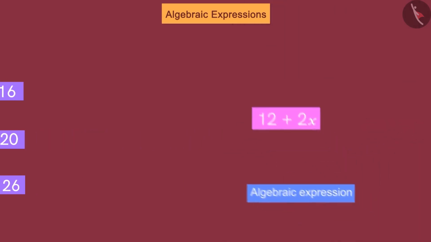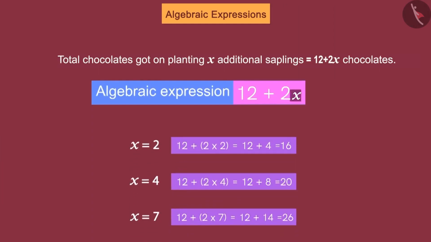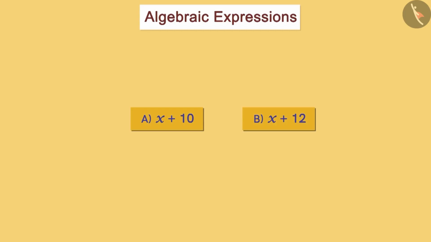So now, this expression makes it easy to find the number of chocolates that Raghu got. We have to place the number of additional saplings planted by Raghu in place of x. On the basis of the value of the variable x, the value of the expression will change. Let's understand some points about algebraic expressions. Suppose we are given 2 expressions.